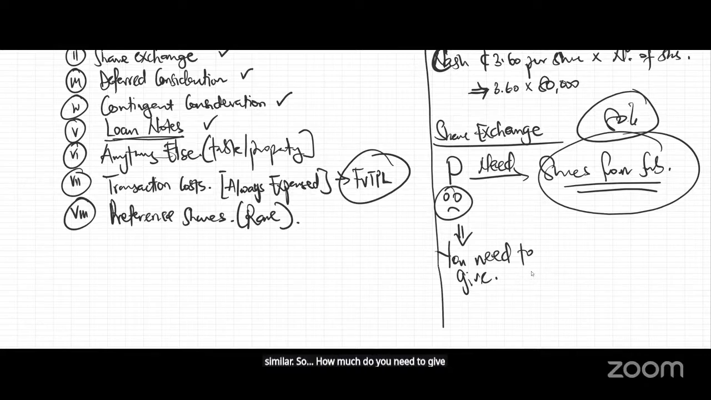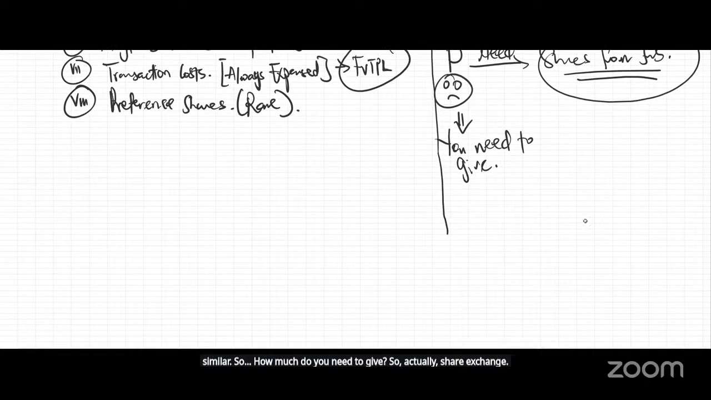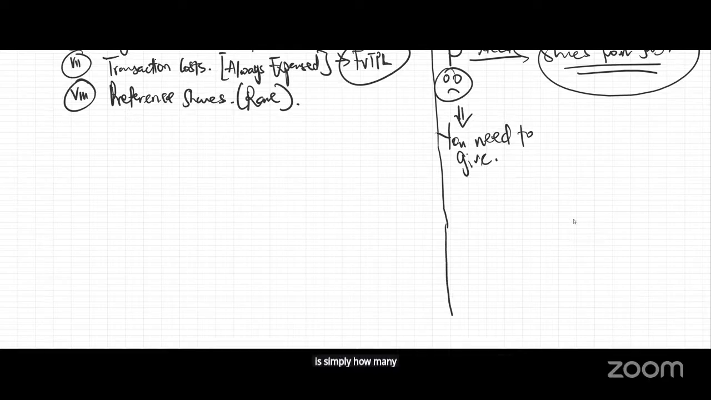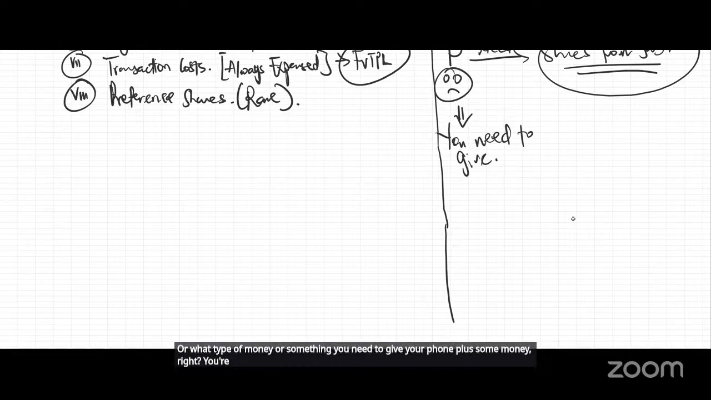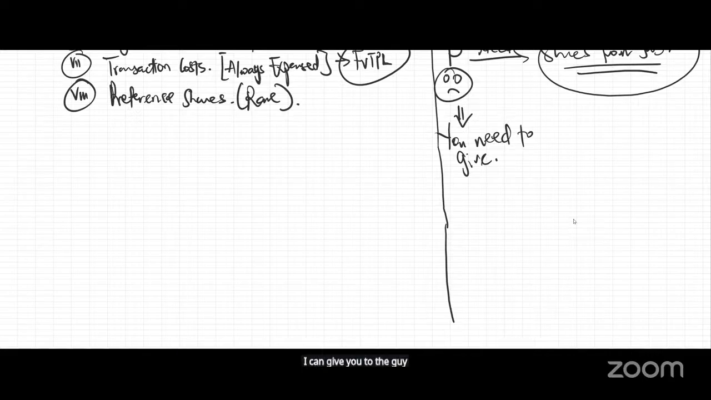So actually, share exchange is simply how many shares you, the parent, have to issue, or what type of money or something you need to give. Your phone plus some money, right? You're going to exchange that and give it to the guy at Circle. Then he'll give you soap and you think it's iPhone 17. Do you understand?